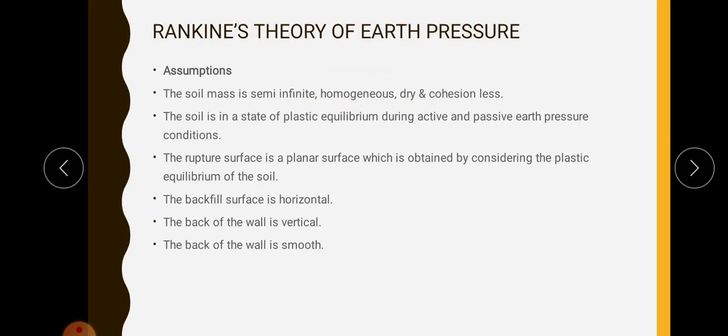For developing this earth pressure theory, Rankine assumed these factors. First, the soil mass is semi-infinite, homogeneous, dry and motionless. Second, the soil is in a state of plastic equilibrium during active and passive earth pressure conditions, and the failure surface is a planar surface, obtained by considering this plastic equilibrium condition of the soil. Then, the backfill surface is horizontal and the back of the wall is vertical and smooth. Based on these assumptions, Rankine developed the earth pressure theories.